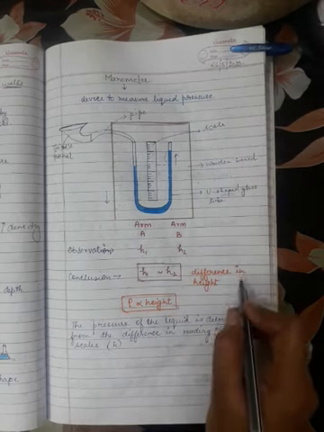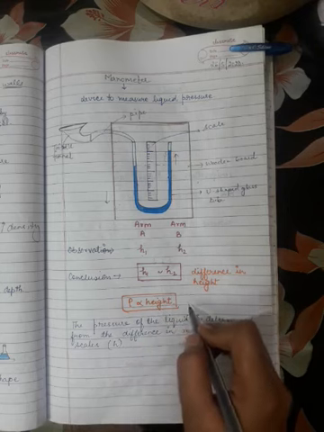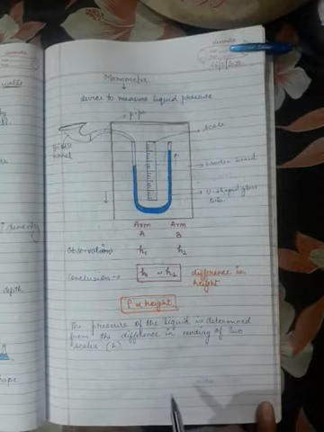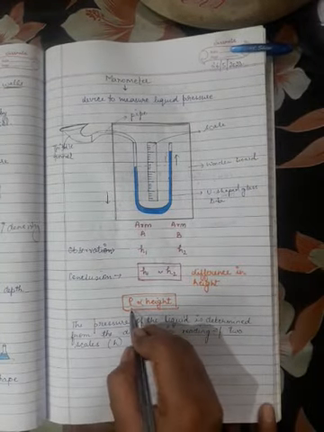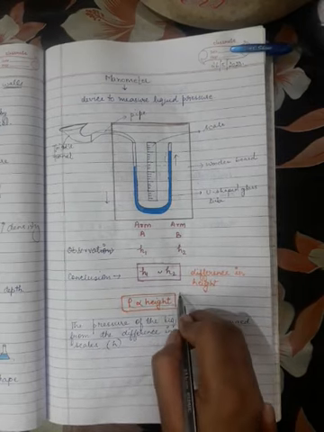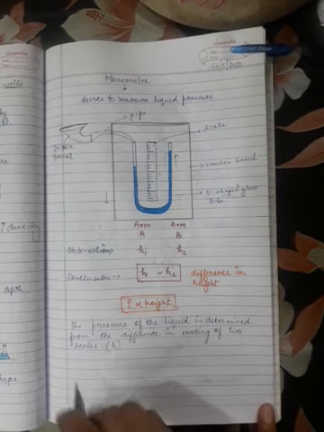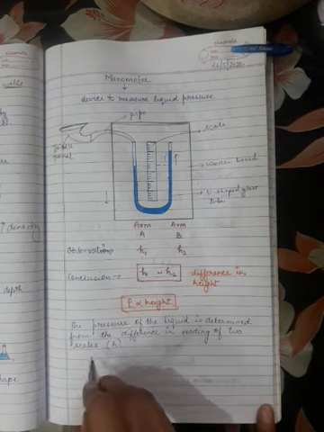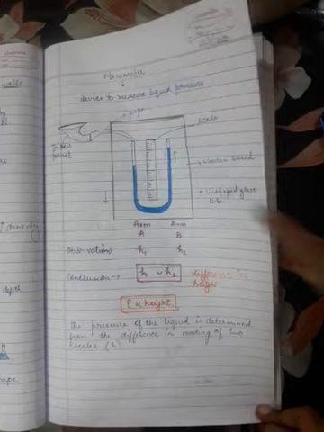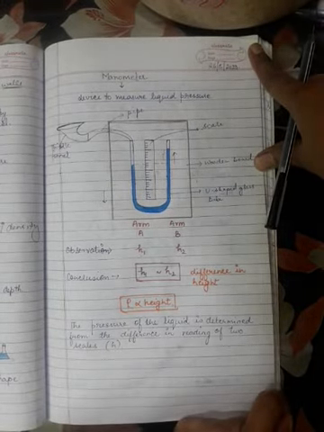So the difference in the height is the factor which is required to find the pressure of liquid. From here we concluded that pressure is directly proportional to height. That means whenever the height of the liquid column increases, the pressure also increases. So the pressure of liquid is determined from the difference in reading of two scales. What is H? H is the height. So what is manometer? Manometer is a device which is used to measure liquid pressure of any liquid.